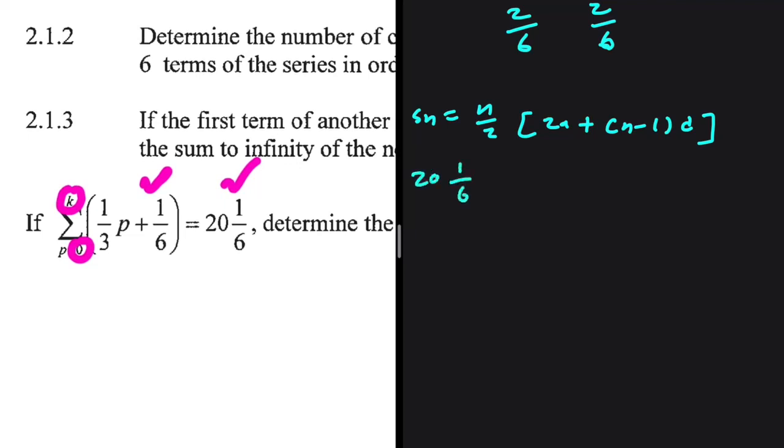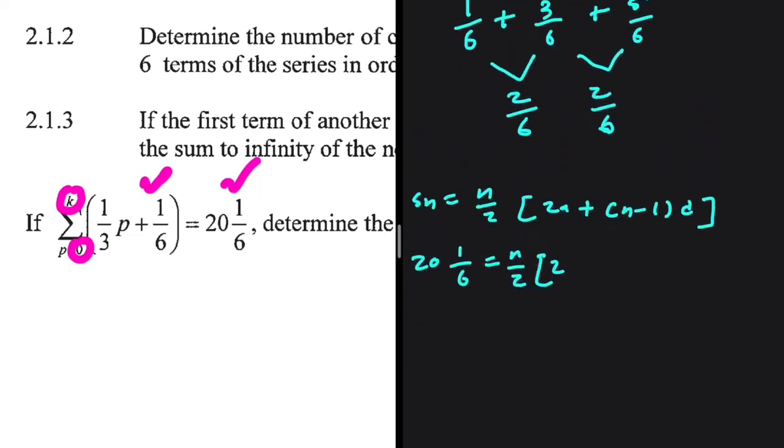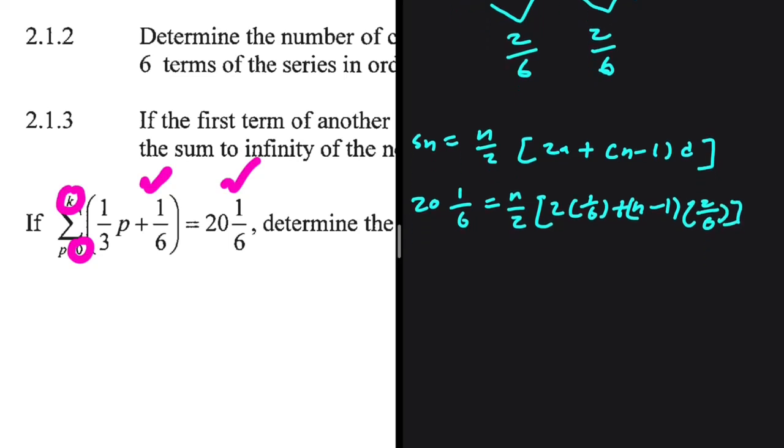21 divided by 6 being equal to n. N is what we're interested in. Multiplied by 2a. A is the first term, which is 1 divided by 6, plus n minus 1 multiplied by the difference, which is 2 divided by 6. So 21 divided by 6 is the same as 20 multiplied by 6. That is 120. Plus 1, so this is 121 divided by 6, being equal to n divided by 2.